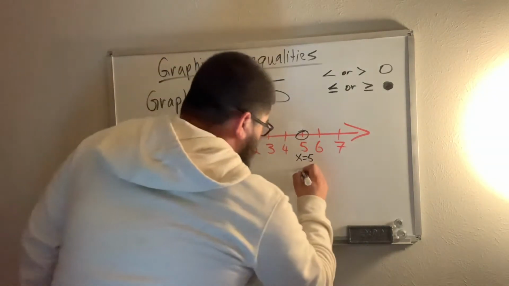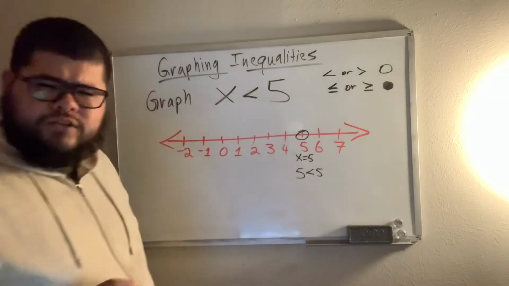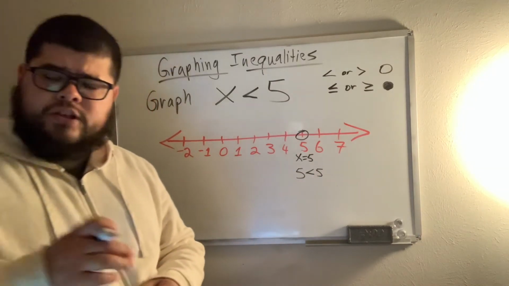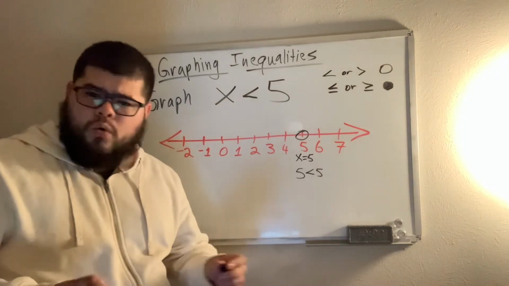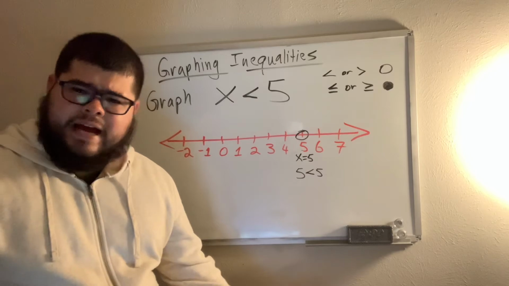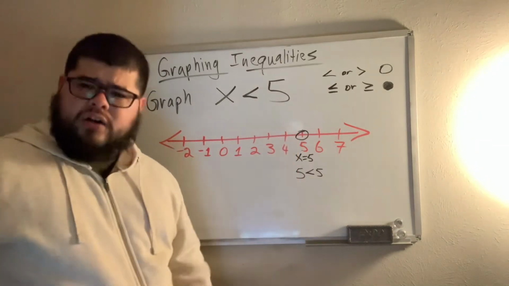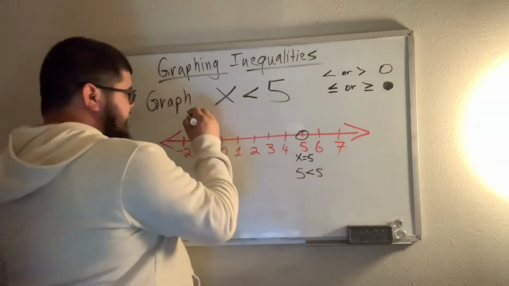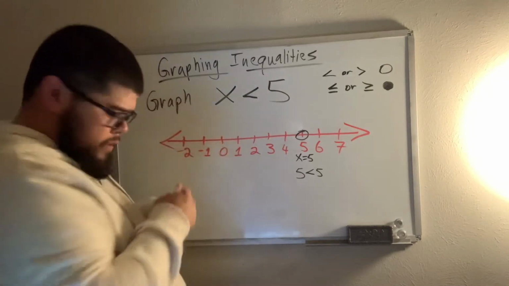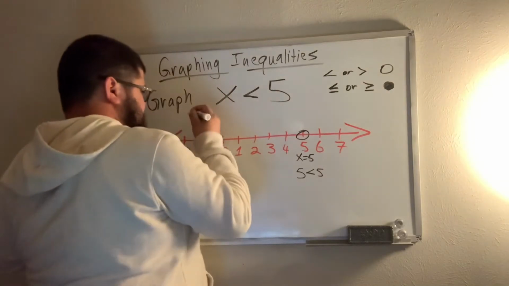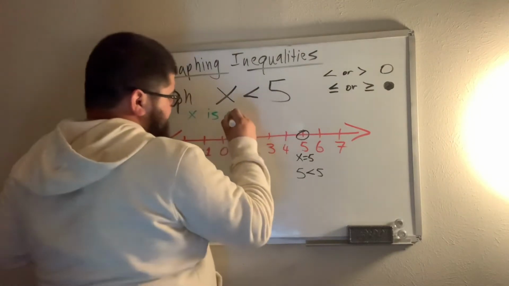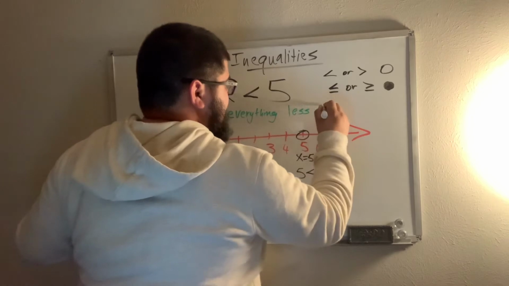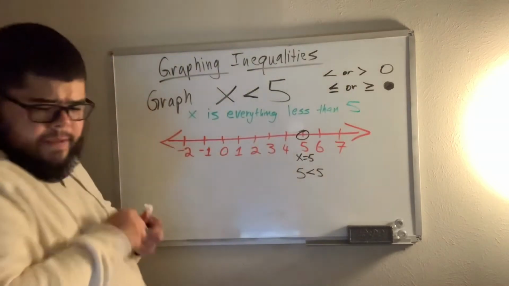Is 5 less than 5? That's what we have to ask ourselves. Is the number 5 less than 5? Ask yourself that. Yes or no? Type in the chat. No, right? 5 is not less than 5. And since 5 is not less than 5, it can't be part of our solution. We're graphing a solution. The solution we're graphing is x less than 5. And we can read this as x, where x is everything less than 5. X is everything that's less than 5.